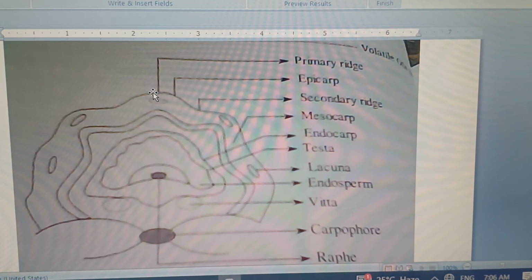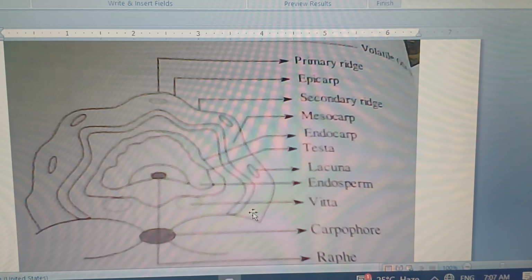Now this is the primary ridge and secondary ridge. The outer covering is the epicarp. Prior to the epicarp, you have the mesocarp. Outermost is the epicarp. You can feel it here, and then you get the mesocarp here. Next to the mesocarp, we have the endocarp and endosperm. Endosperm is covered by the endocarp.